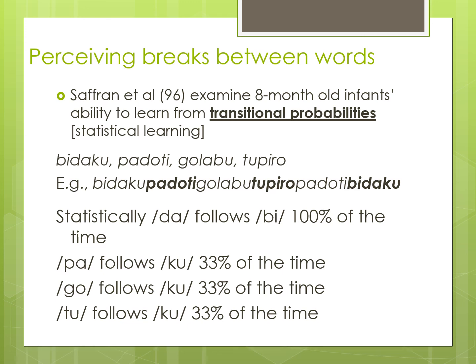Pa is going to follow ku at the end of Bidaku 33% of the time. Go is going to follow ku at the end of Bidaku 33% of the time, and tu from Tupiro is going to follow ku from Bidaku 33% of the time. So those are the statistics that are involved in what we're hearing. And the question is, for Saffran et al., are we picking up on these transitional probabilities?